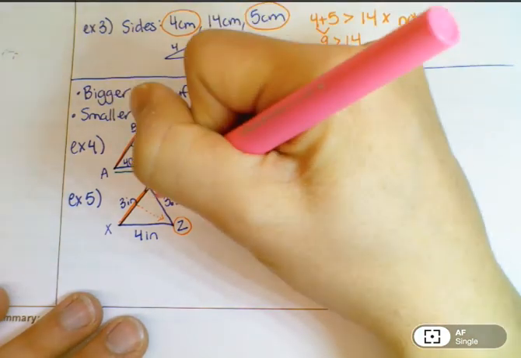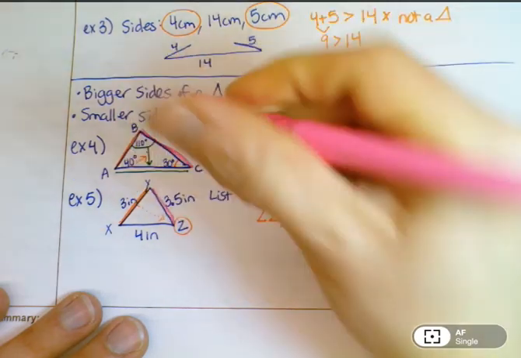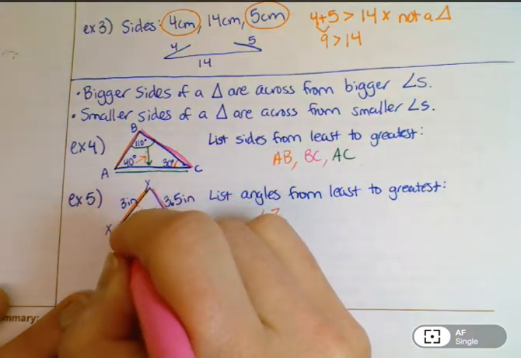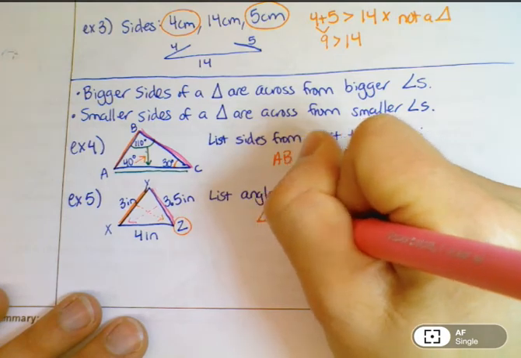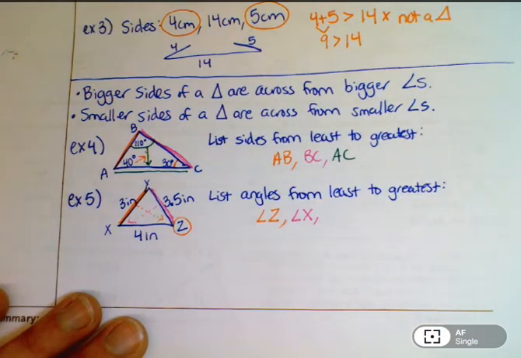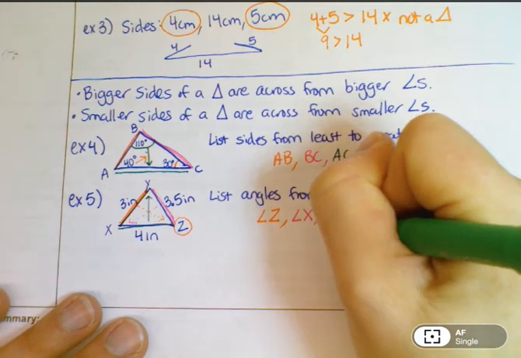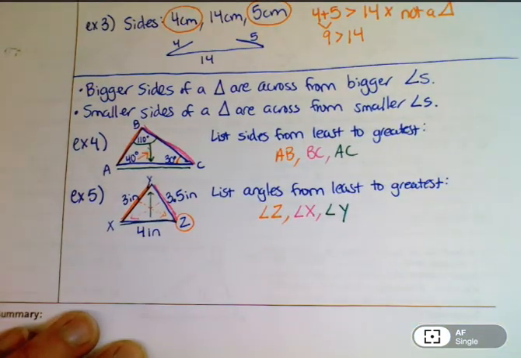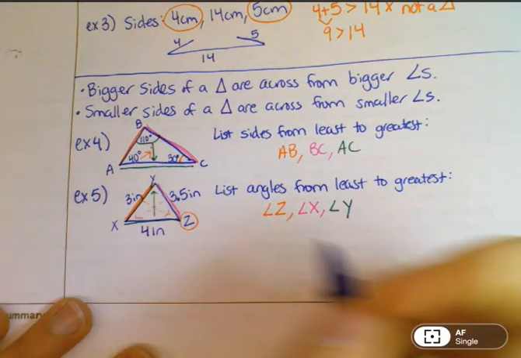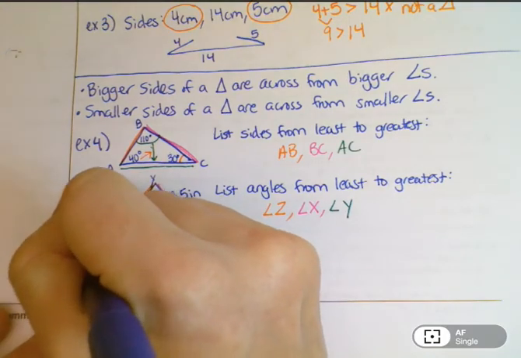My middle side is this. So if I want to know what the middle angle is, I sort of look across. X would come in the middle. So angle X is the middle-sized angle. And then the biggest angle would obviously be across from the biggest side, which would be angle Y. So I've just listed the angles from least to greatest. And then there's just one more type of example that I want to do with you.